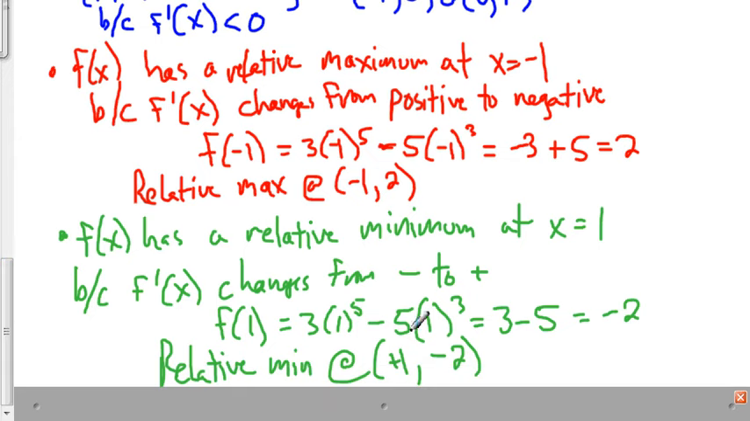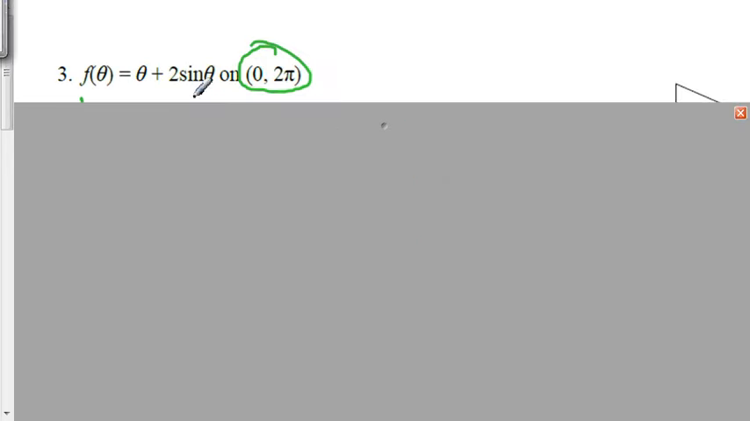And now the relative min is at x equals 1. How come? Because the derivative changes from negative to positive. So it's going down, and then it's going to go up. So at some point it hits that 0, and that's where the minimum is. And I put it into the original function, and I get negative 2. So the relative minimum occurs at positive 1, negative 2. All right, let's look at the last one.